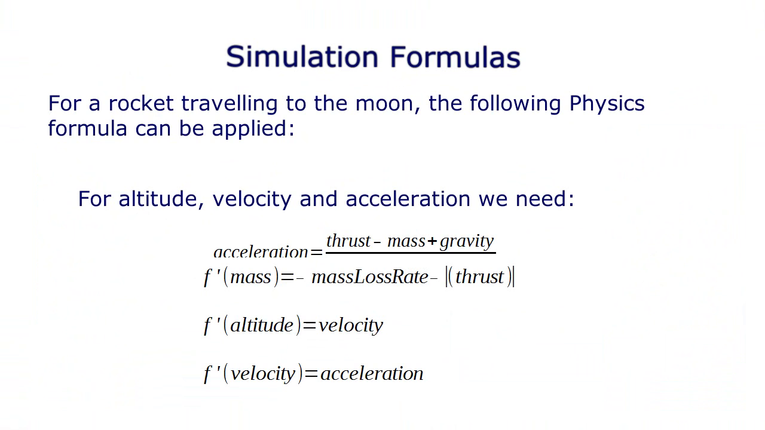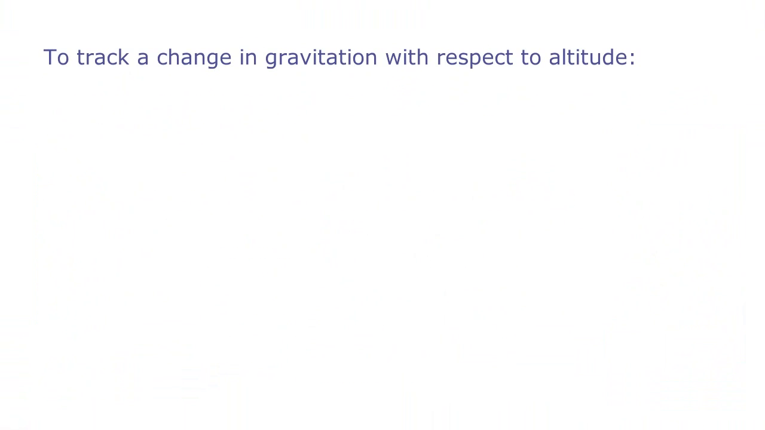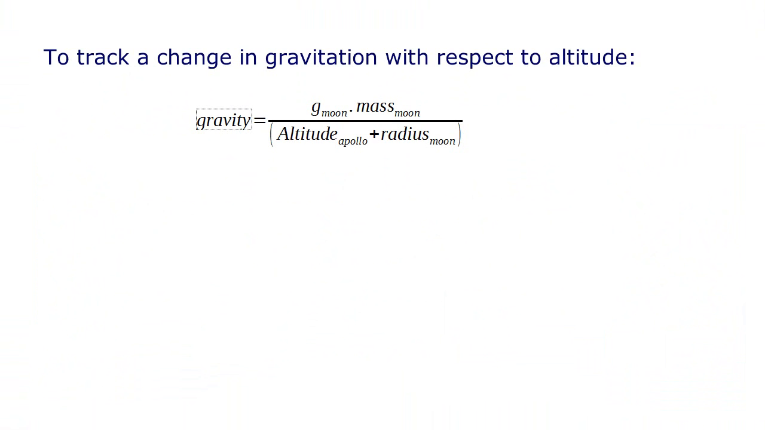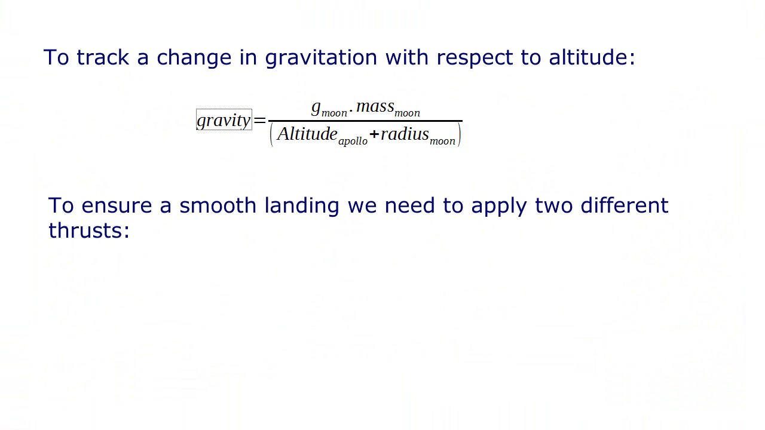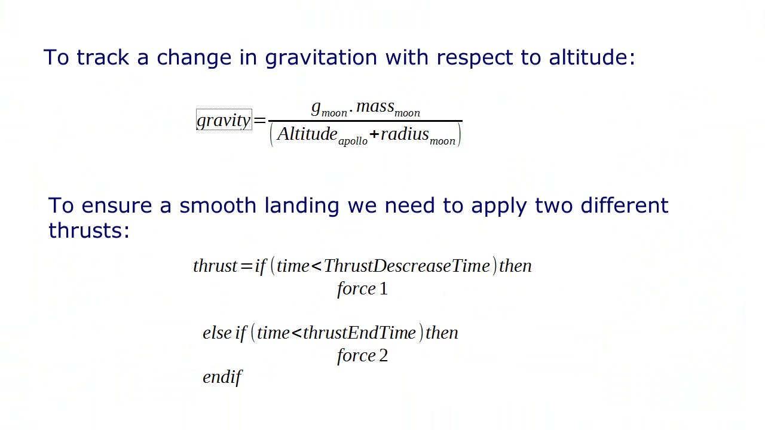The purpose of this webinar is not Physics 101, but it is important to know that we can use OpenModelica to capture and use these attributes to plot a simulation. To track a change in gravitation with respect to altitude, we need attributes such as the gravity and mass of the moon. All of these parameters are fixed and can be easily inputted into a formula. To ensure that we have a smooth landing, we need to apply two different thrusts. We can use these formulas to conduct a simulation and showcase that plot in Enterprise Architect.